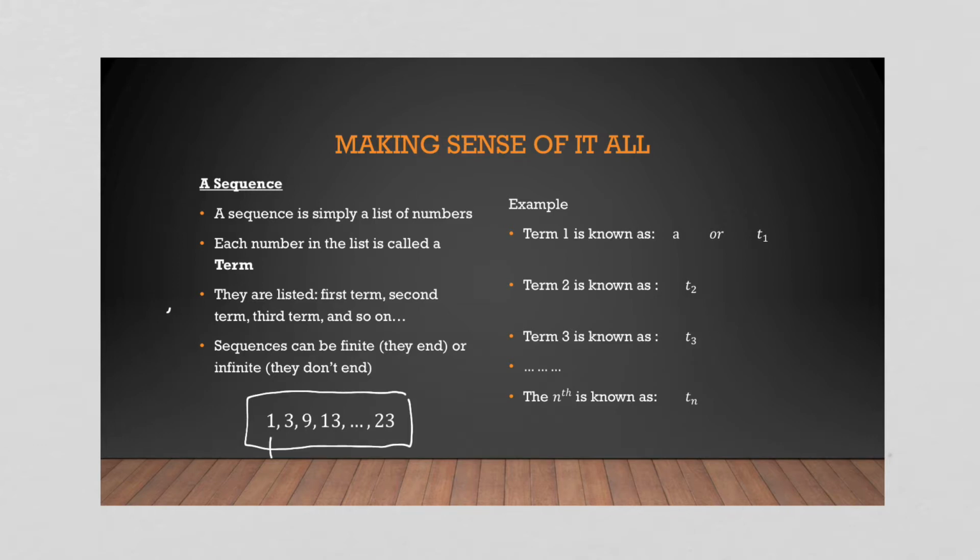The 1 in this case is our first term, so we call it T1, term 1, or in some instances we'll just use the letter A. Those two are synonymous. The second term is T2. So you can see the subscript is the position in the list. The nth term, so in this case 23 would be the nth term because we don't know how many terms are in the list, so we call it the nth term. We can solve for the numbers in the list, but we just go from there.